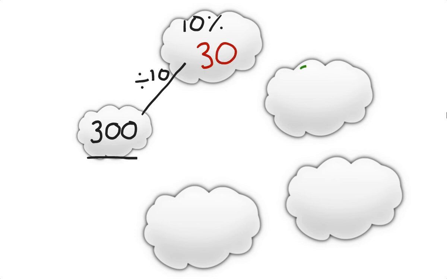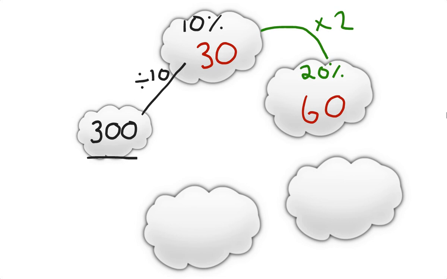So let's have a look at our example. Here we've got 300 in this cloud here, and I'm going to work out, well, let's stick with 10% to start with. As I told you, all we have to do is divide by 10. So 300 divided by 10 is 30. Now if I wanted to work out 20%, well, I've already got 10%, so if I just double that, that'll give me 20%. So 30 times 2 is 60.